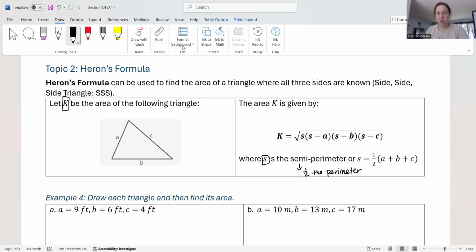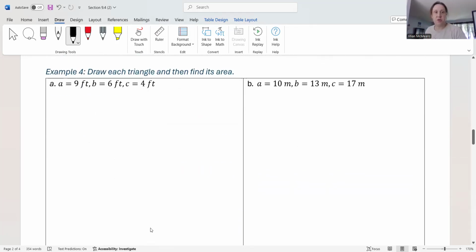Let's go ahead and look at a couple of examples, and then we'll do one more video where we talk about some word problems. Example 4 says draw each triangle and then find its area. So we're going to do the standard generic triangle that I love to draw. And of course, I did myself dirty. We have A equals 9, so make sure your A's look like A's, your 9's look like 9's. We did B equals 6. Make sure your B's look like B's and your 6's look like 6's.